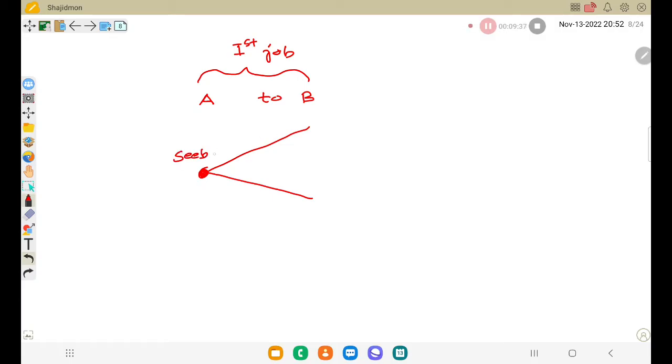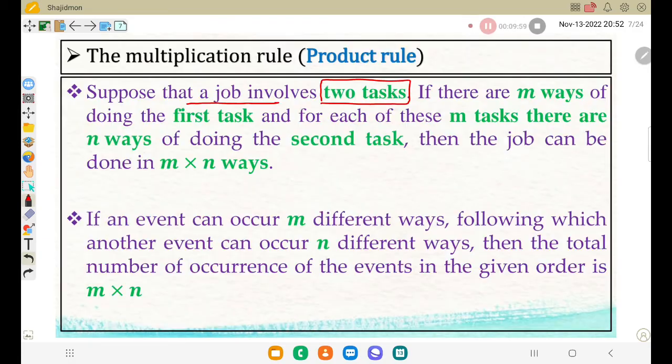If you want to go from Seeb to another place, for example Kuram, you have 2 routes. One route I am calling P1 and the second route I am calling P2. So for the first job you have 2 options. Now, what is the rule telling?